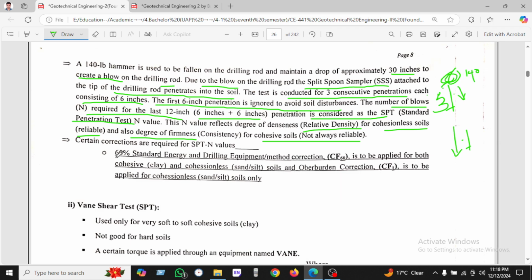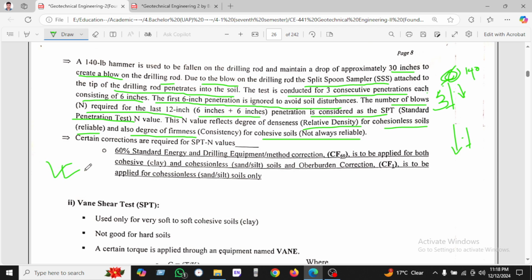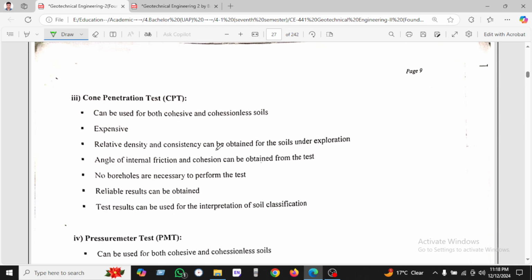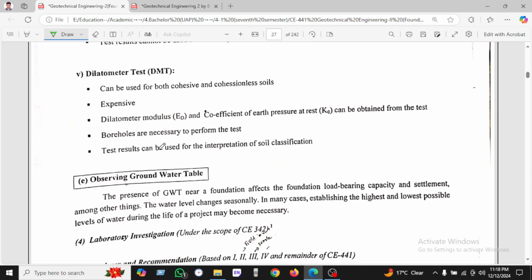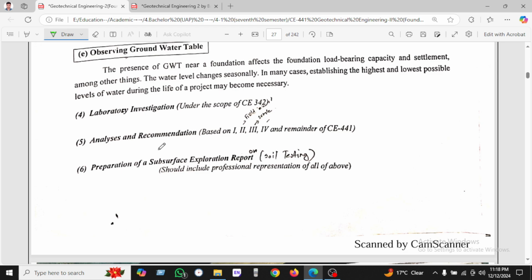The correction is required for SPT below 60%. Standard energy, drilling equipment and method correction, CF60, is applied to both cohesive clay and cohesionless sand. I will explain the example of SPT as a vane shear test. I am skipping the cone penetration and dilatometer tests here.